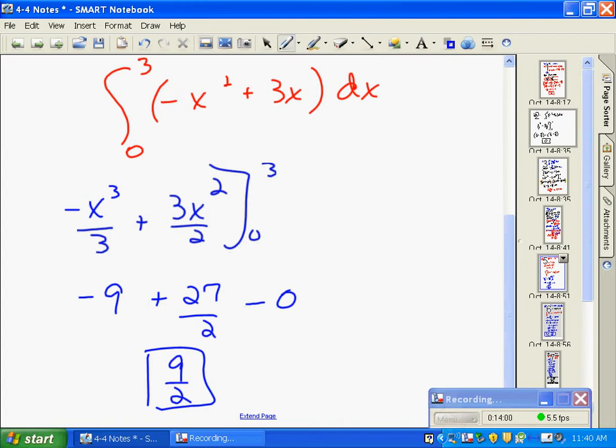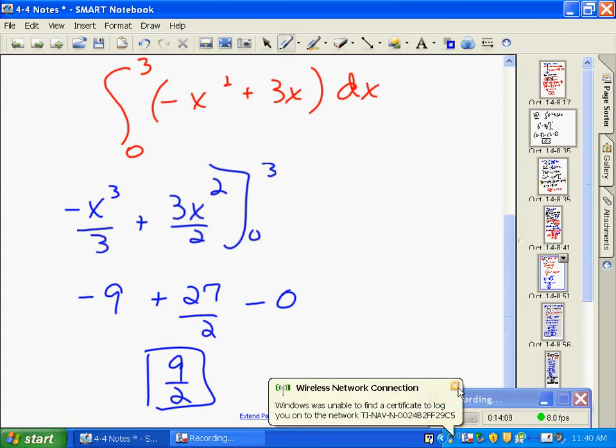Okay, final answer on that one is 9/2. So on that one, if it's bounded by the graphs of the equations, you set those equations equal to each other to see where they intersect. And that's what it's bounded between.